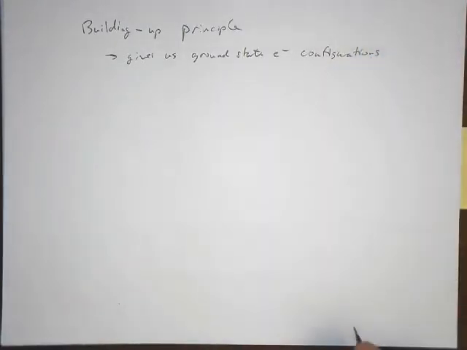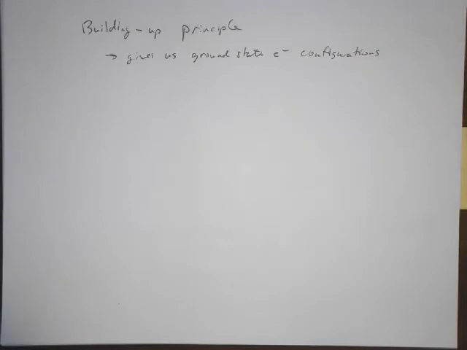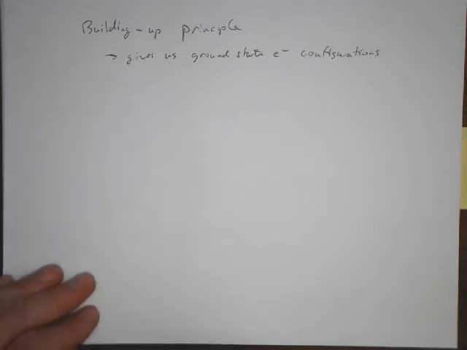Ground state electron configurations. What ground state means is the following: it is the lowest energy configuration. Okay. And we'll look at this again, but the lowest energy configuration means ground state. If you're not in the lowest energy configuration, you're in an excited state. Okay, but first we'll look at just some terminology and so on.